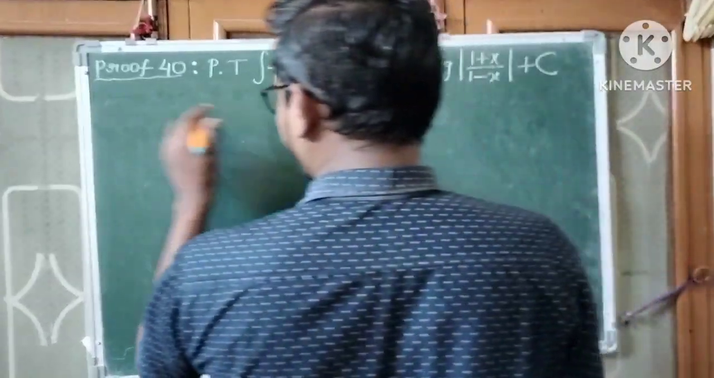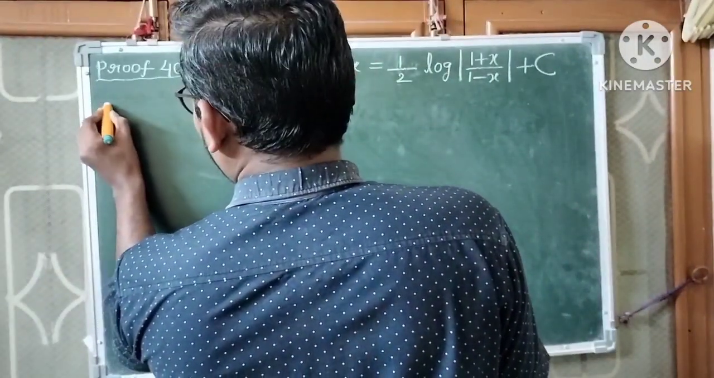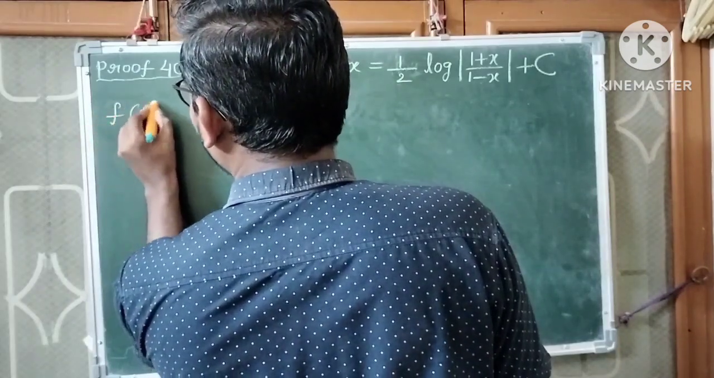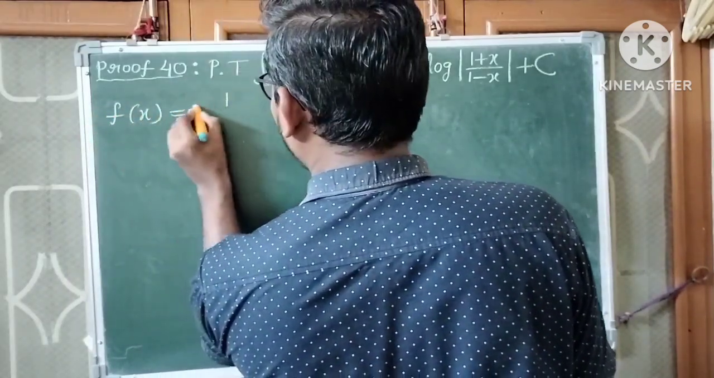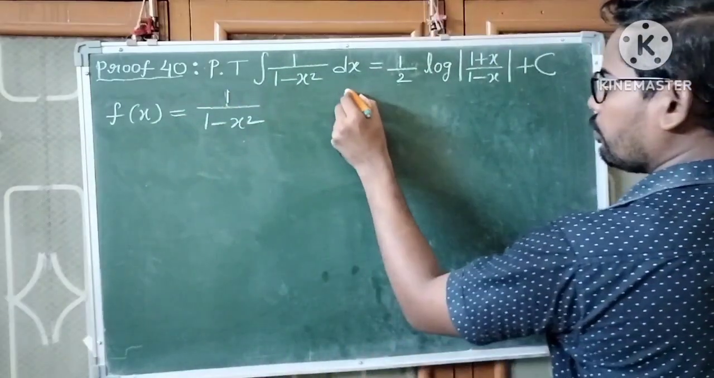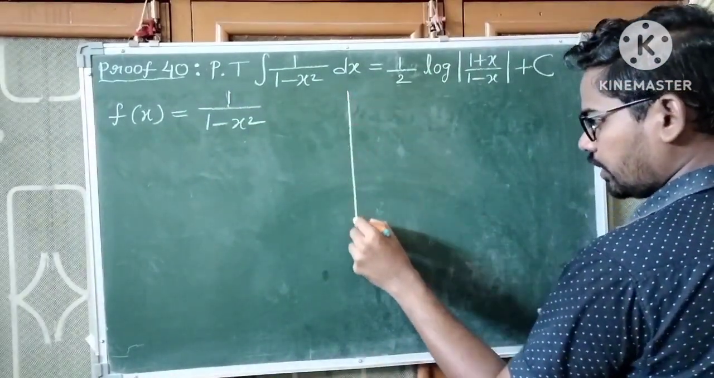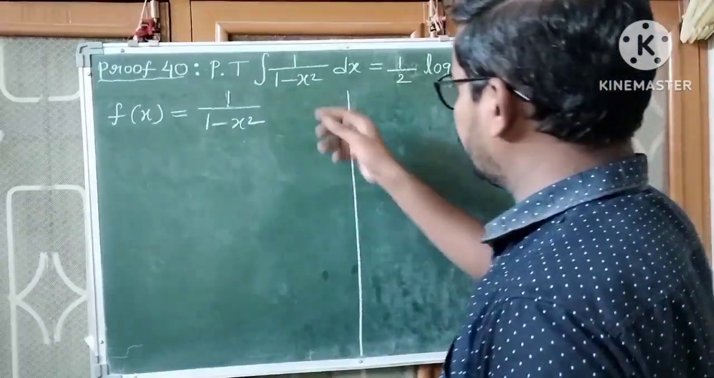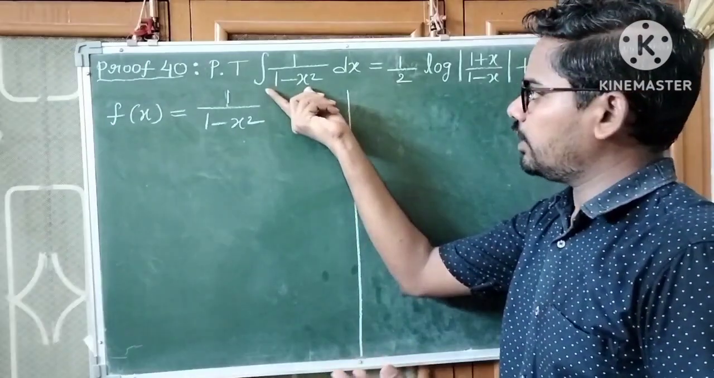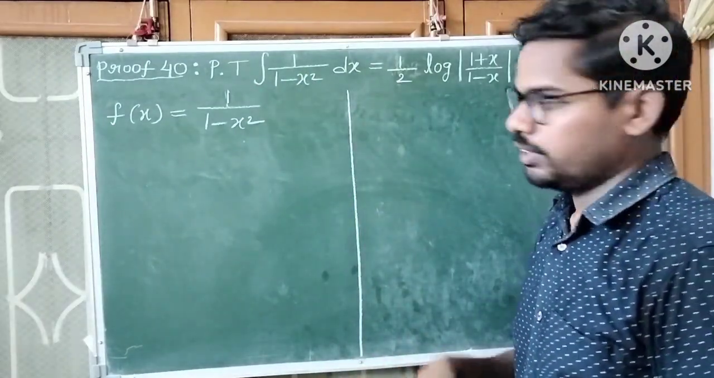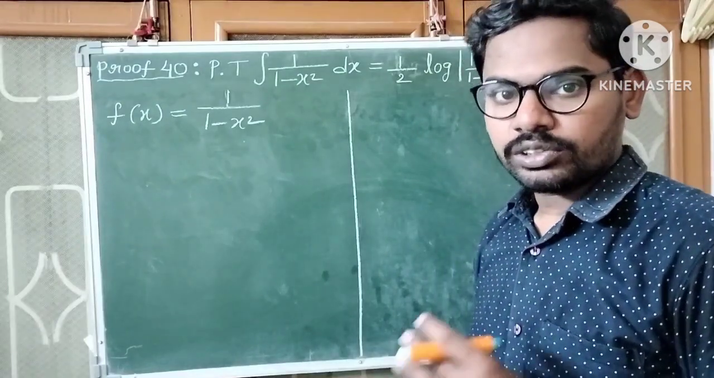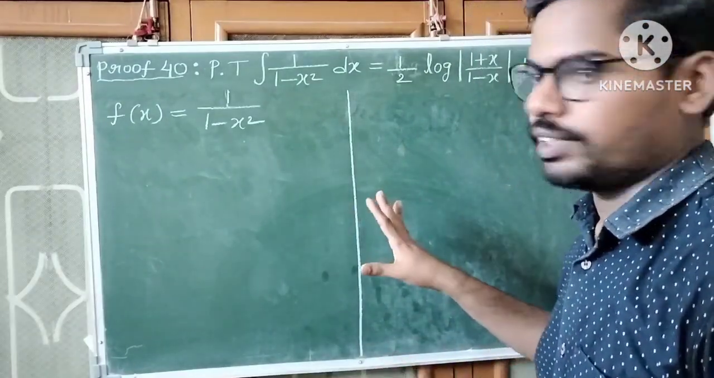Anyhow, here the given function is f of x is equal to 1 by 1 minus x square. And remember, there is no direct methodology to find the integration of this function. So here I am going to use partial fractions. I will prove it using partial fractions.